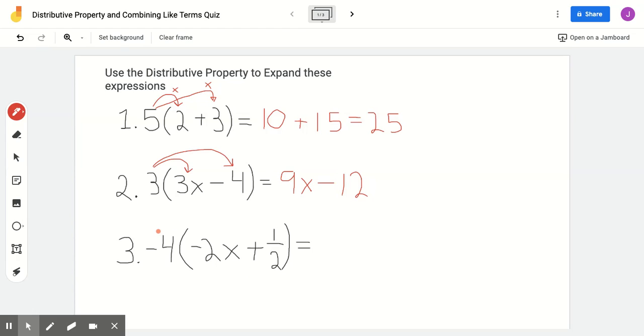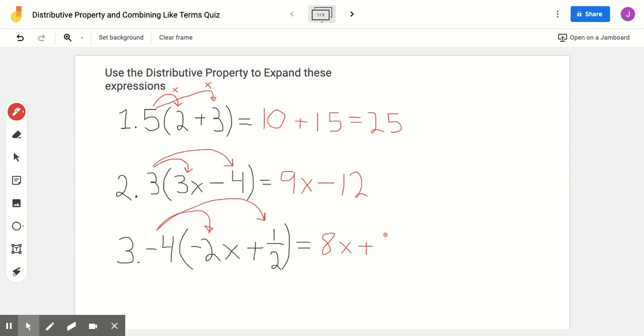Okay, so negative 4, remember, we multiply including the sign in front of the number. So we have negative 4, distribute to the negative 2x. Remember, a negative times a negative equals a positive. So negative 4 times negative 2 is positive 8. Remember, we keep our variable x, carry our sign, plus negative 4 times 1/2.